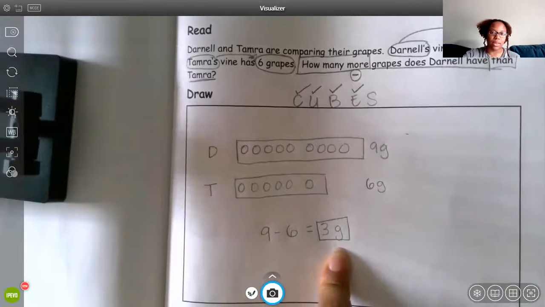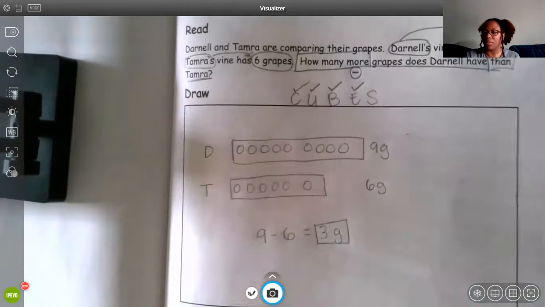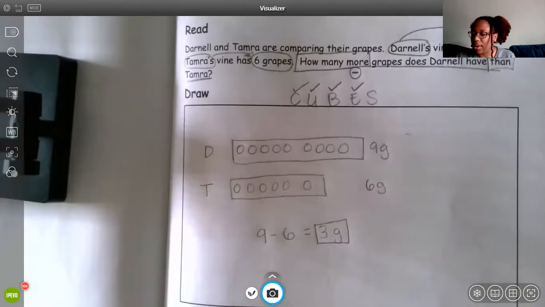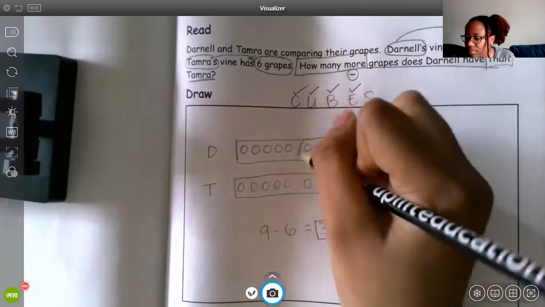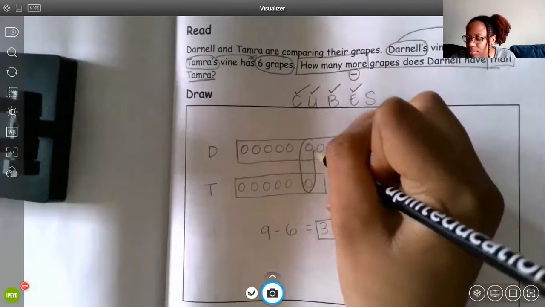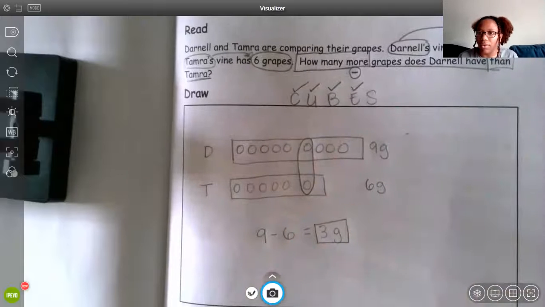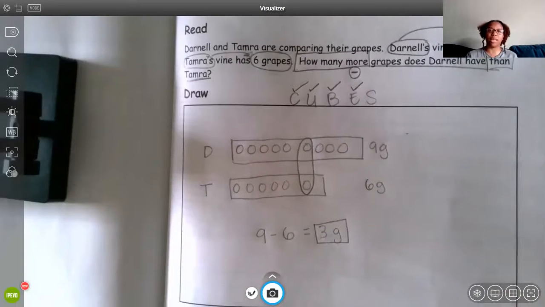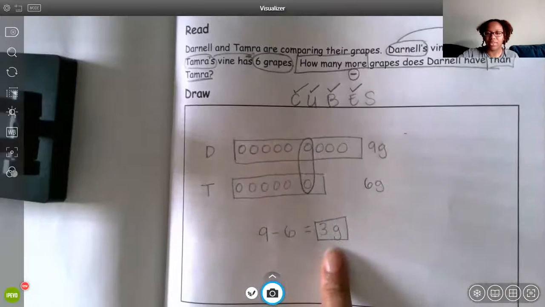Now, there's another way you could have done this. Some of you might have looked at your picture and said, okay, so they both have 6 right here. And all Tamara needed was 3 more to have the same amount as Darnell. If you decide to do it that way, that is perfectly fine. Because guess what? We both would have come up with the same answer.